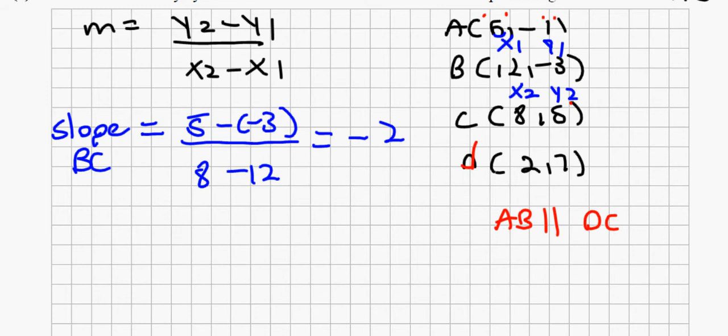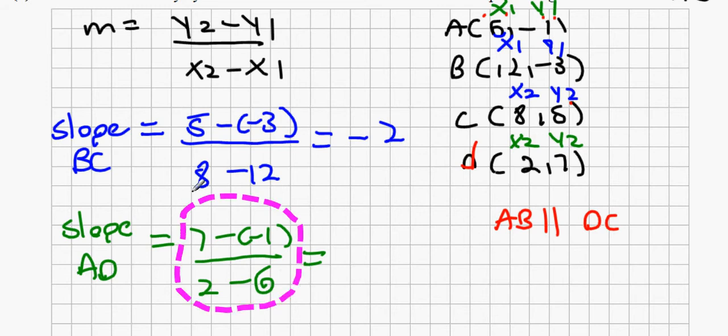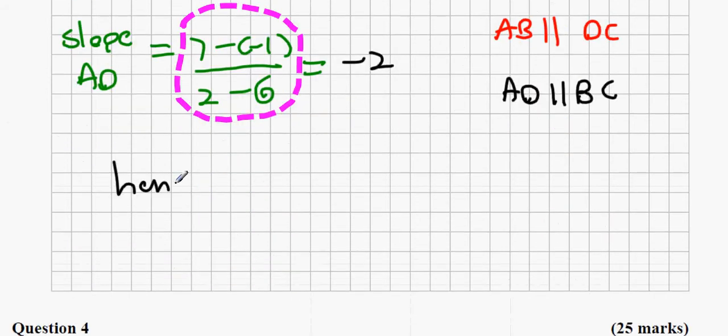And then we're going to have a slope of AD. And this is going to be x1, y1, x2, y2. And then we're going to get 7 minus 1 divided by 2 minus 6. Put that into the calculator. What I mean by putting it in the calculator is just put it in exactly as it looks, okay? Nothing fancy about it, minus 2. And then we know that AD is parallel to BC, hence it's a parallelogram, okay? Hence ABCD is a parallelogram.